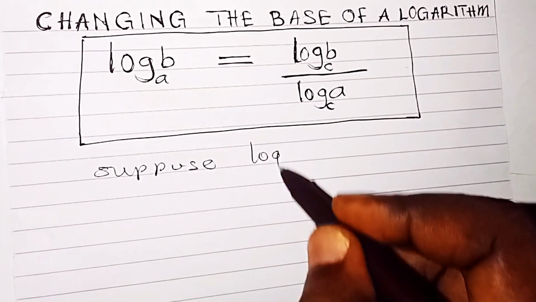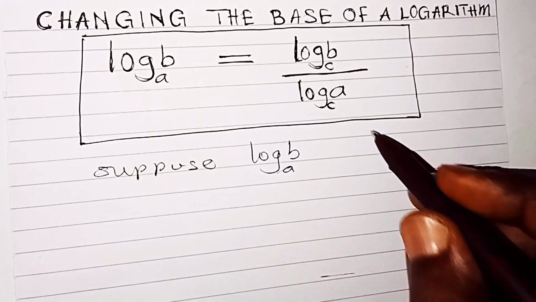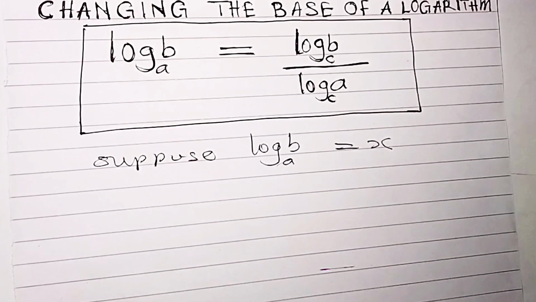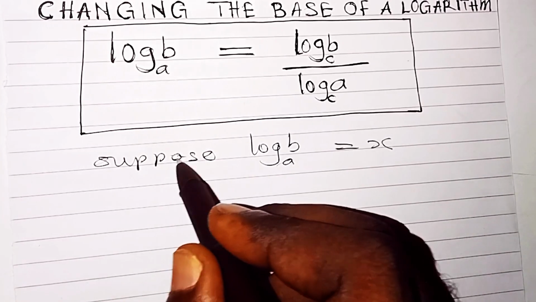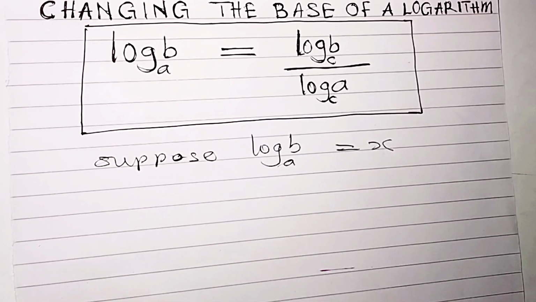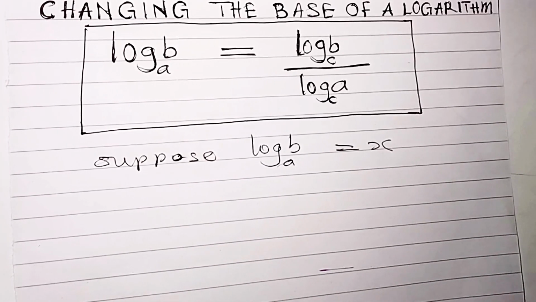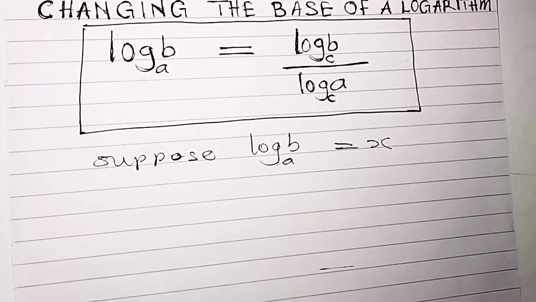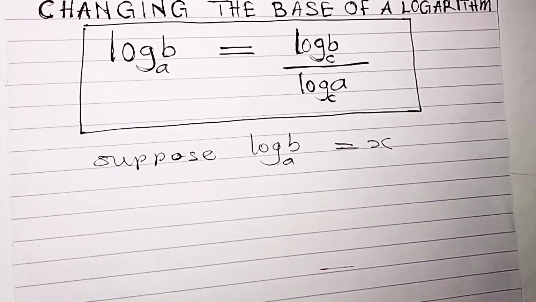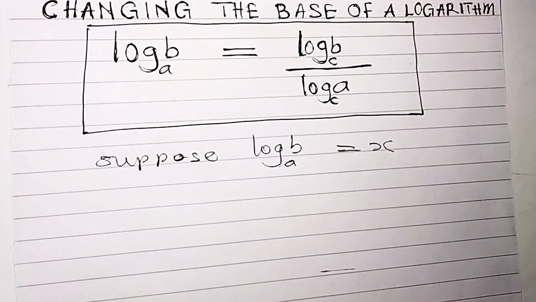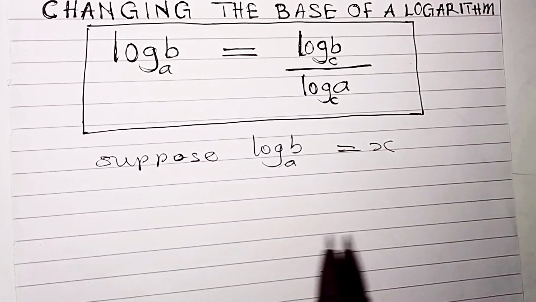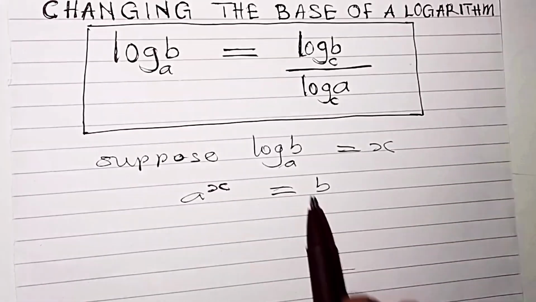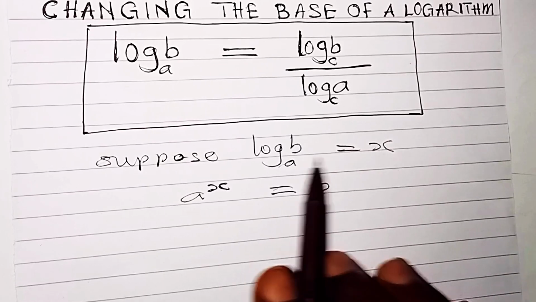Suppose log b base a equals x. If you want to change this to index form, I've actually done videos on the relationship between indices and logarithm, that is, how the index form of a statement or equation can be changed to log form. So I refer you back to one of the videos I made on the theory of logarithm. Changing this to index form, this becomes a raised to the power of x equals b.